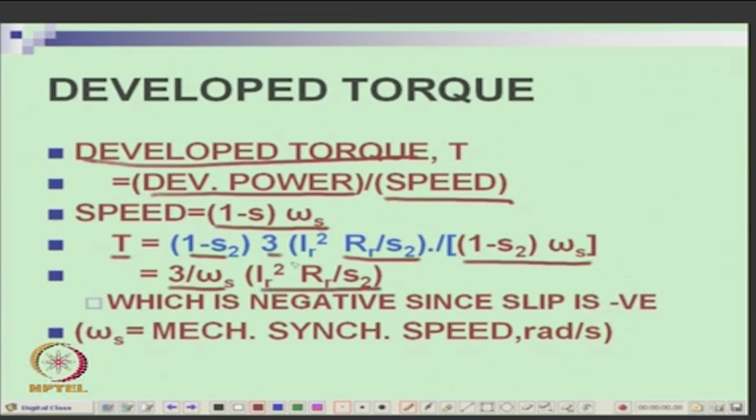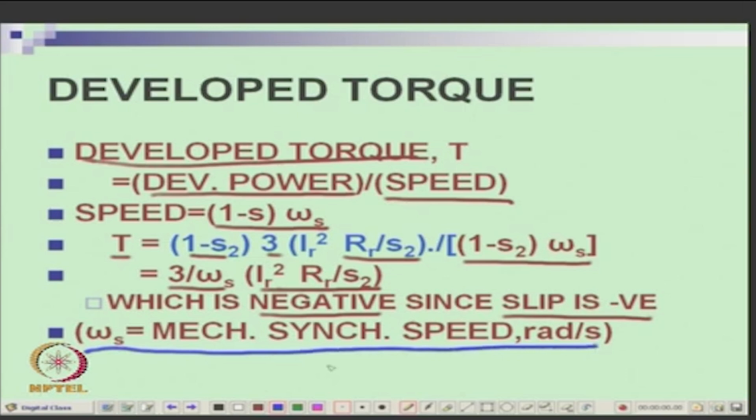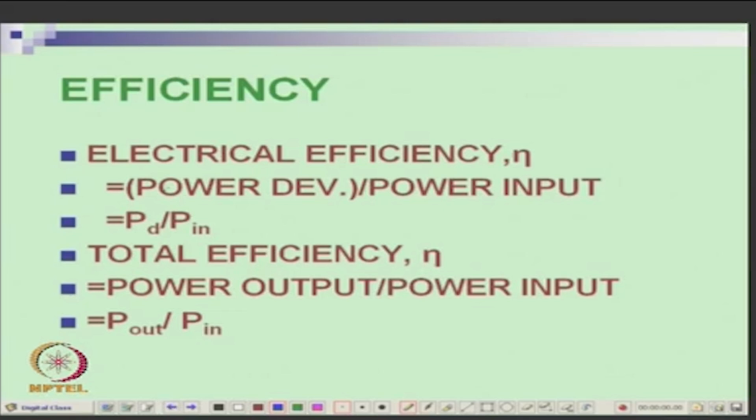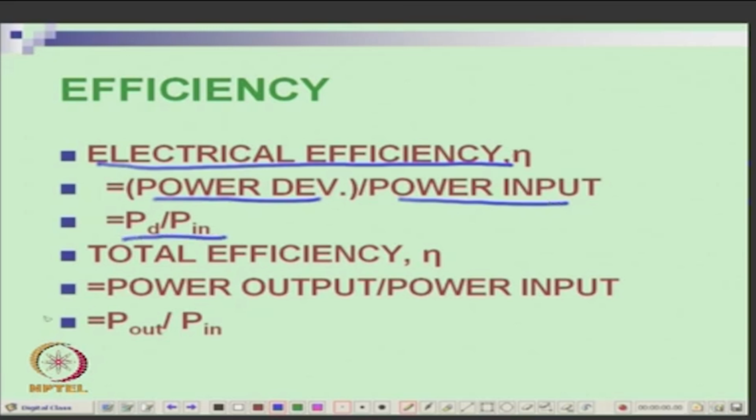This is the torque in an induction generator, 3 by omega s into IR square RR by S2, which is negative because slip is negative. The torque developed is negative because slip is negative. Therefore, the omega s is synchronous speed in radians per second. Then electrical efficiency will be power developed by power input, which is PD by P input, and total efficiency is power output by power input.